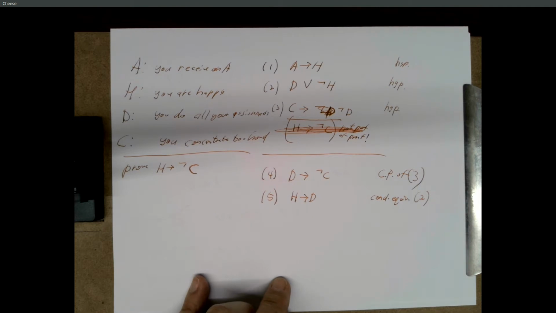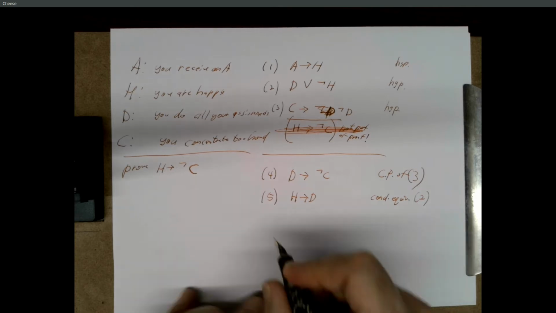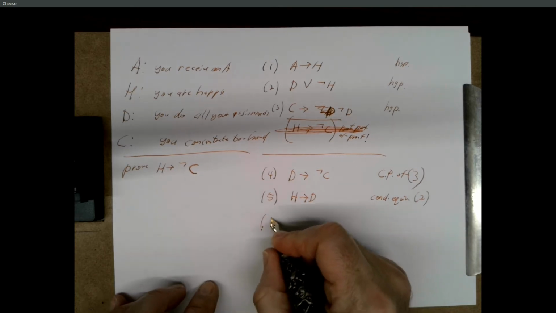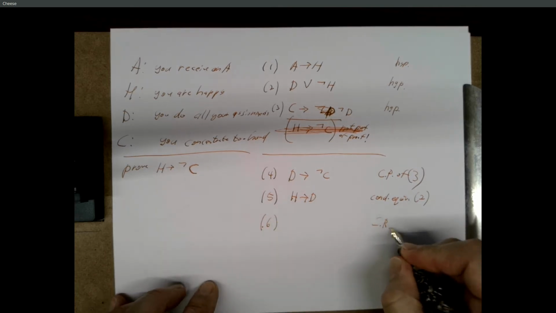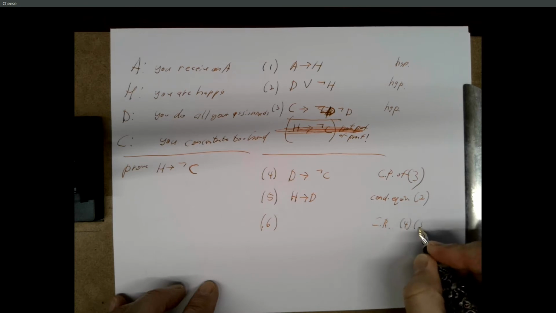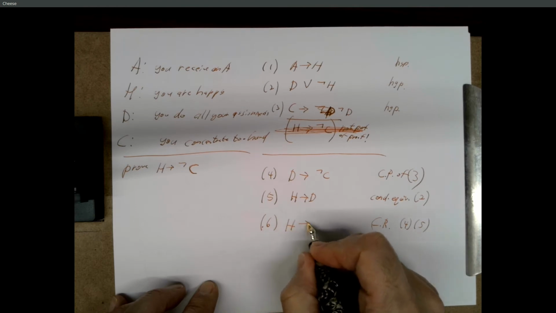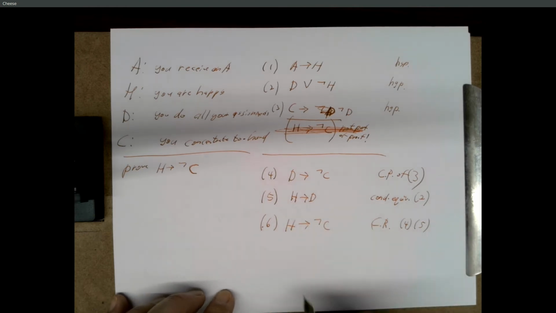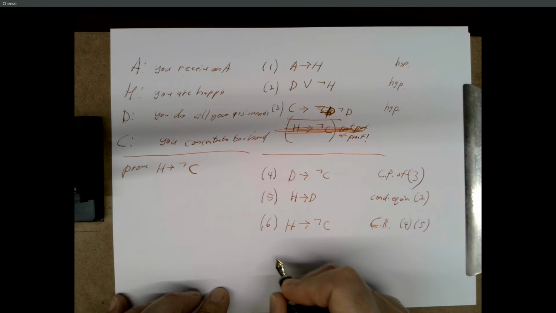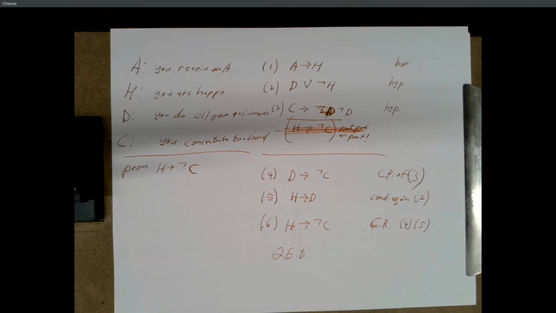So what can we chain together now? Chain rule. What do we want to chain? H implies D, D implies not C, so H implies not C by the chain rule. That's what we're trying to show. So that looks like a valid argument, phrased in an invalid way.